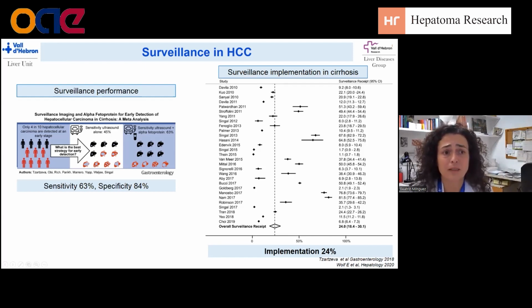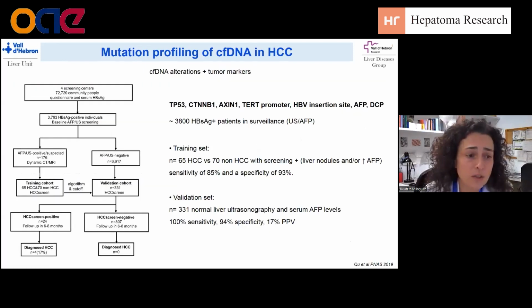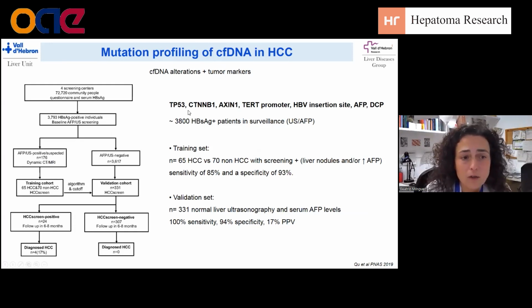There have been several attempts of trying to address this unmet need with liquid biopsy. I'm only going to mention briefly 2 studies, this one including mutation profiling of cfDNA in HCC. This is a mix of cfDNA alterations and tumor markers like AFP and also DCP, that has been studied in a cohort of 3,800 HBsAg positive patients that were in surveillance, both with ultrasound and alpha-fetoprotein.